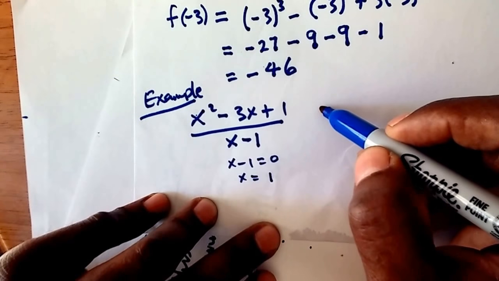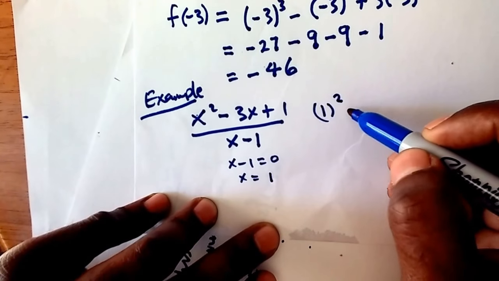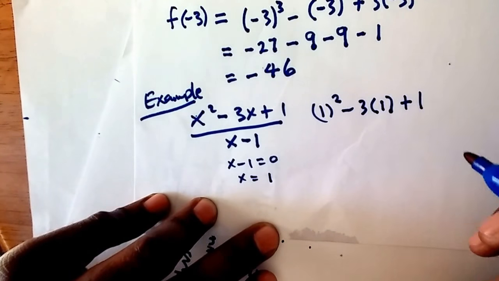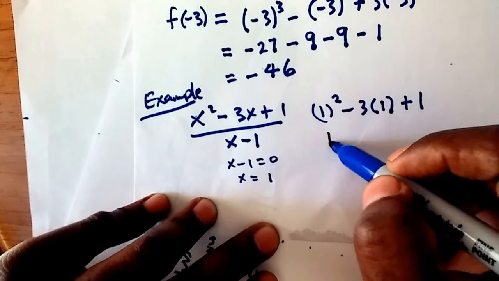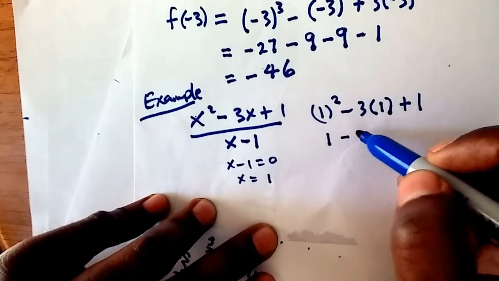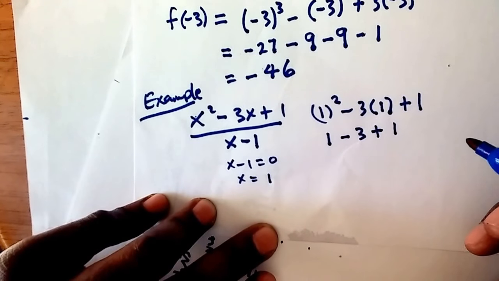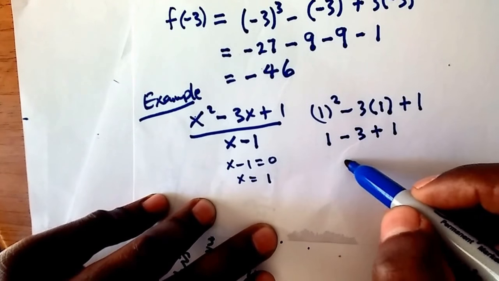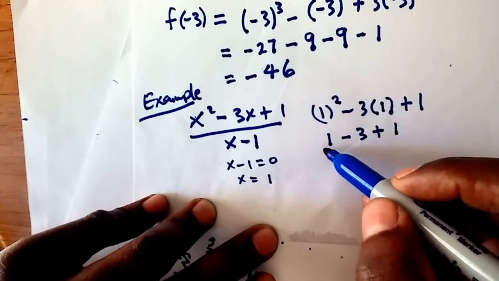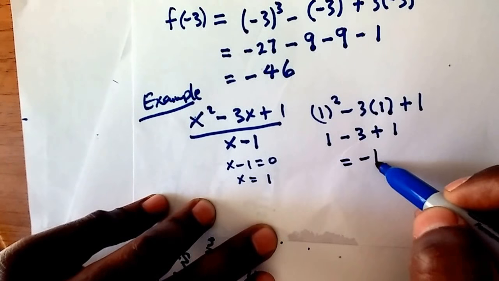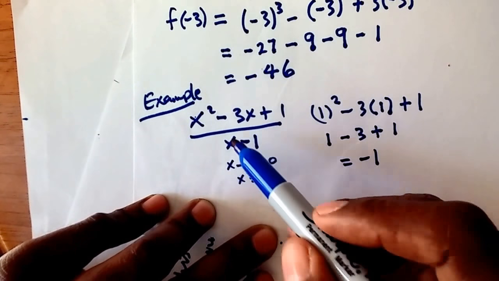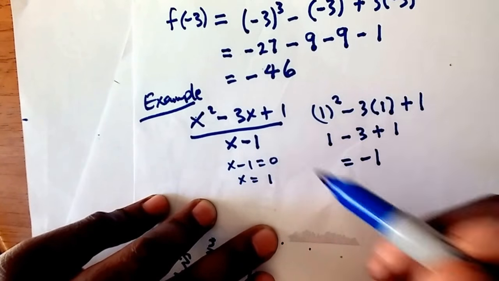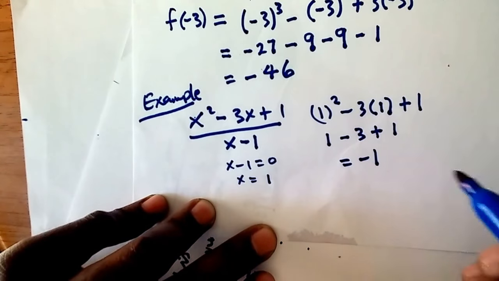So it will be 1 squared minus 3 times 1 plus 1. This is 1, and then this is minus 3 plus 1. And that would be negative 1. So the answer is negative 1. So when I divide this by this, my remainder will be negative 1.